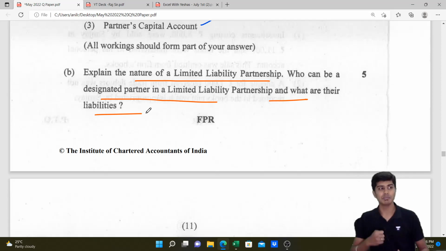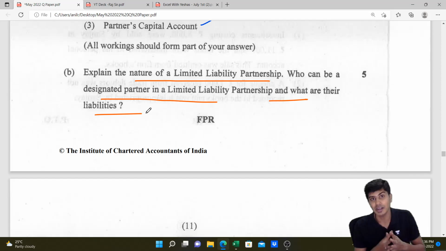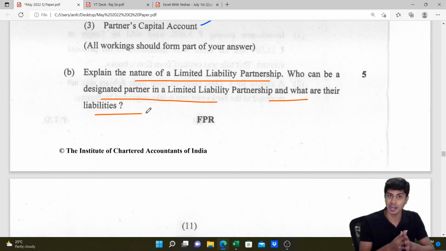So why does this come? Because in a limited liability partnership, partners need not be humans. Partners need not be natural persons. Another partnership firm can become a partner in an LLP. A company can become a partner in an LLP.